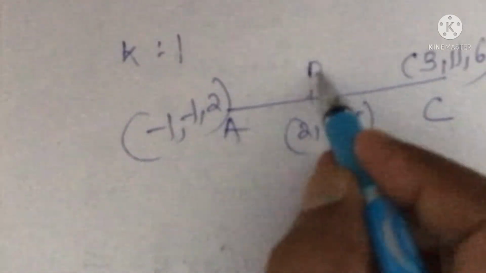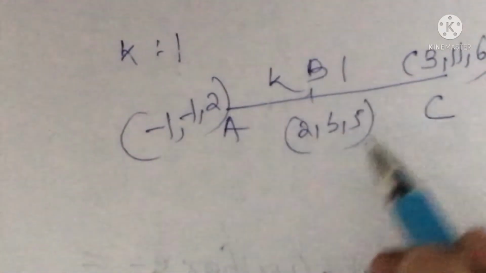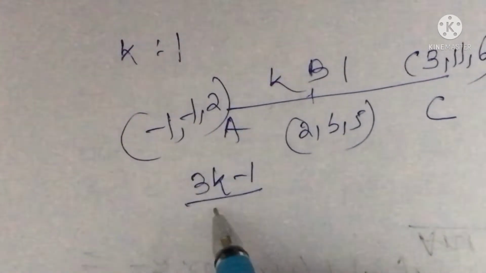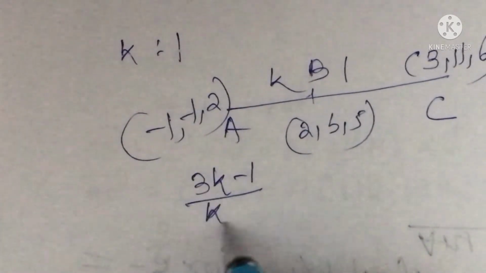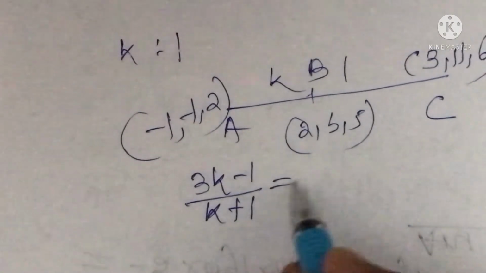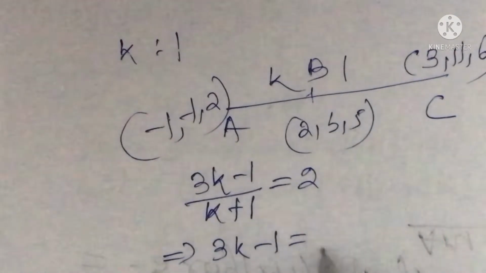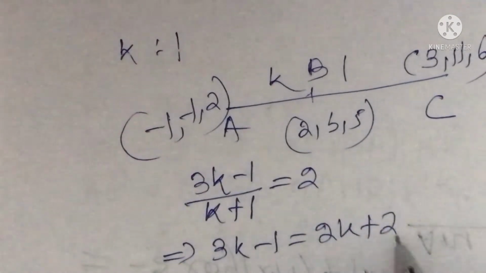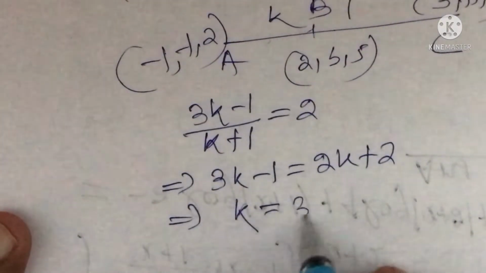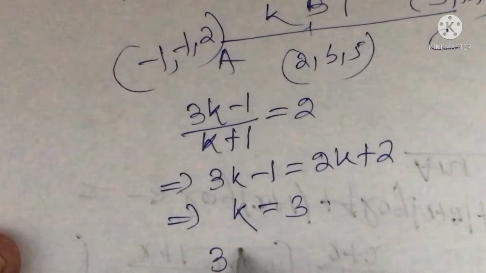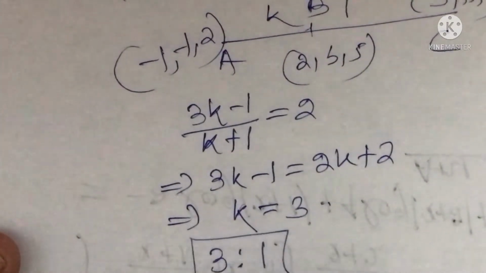If B divides AC in the ratio k is to 1, then its x coordinate is equal to (3k - 1)/(k + 1), which is equal to 2. On solving this, we get 3k - 1 = 2k + 2, or k is equal to 3. So B divides AC in the ratio of 3 is to 1. So this is the answer.